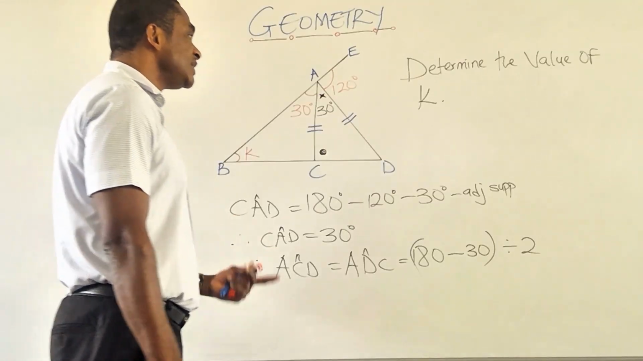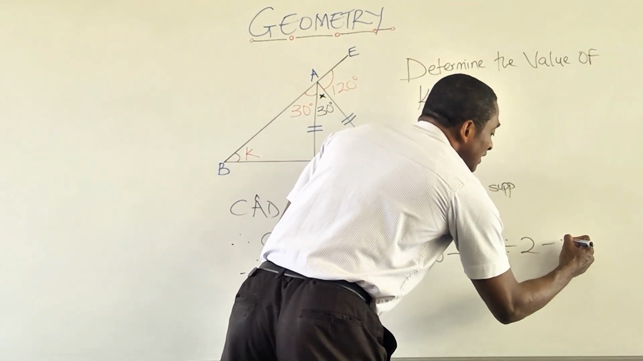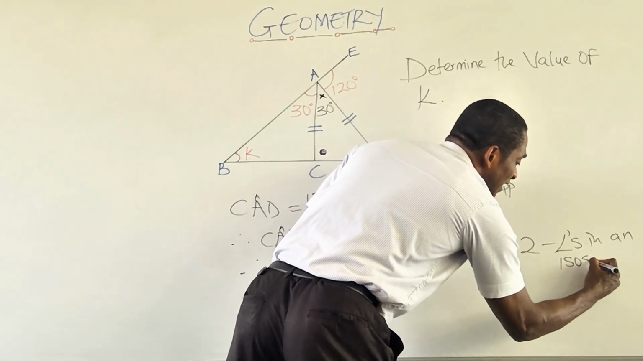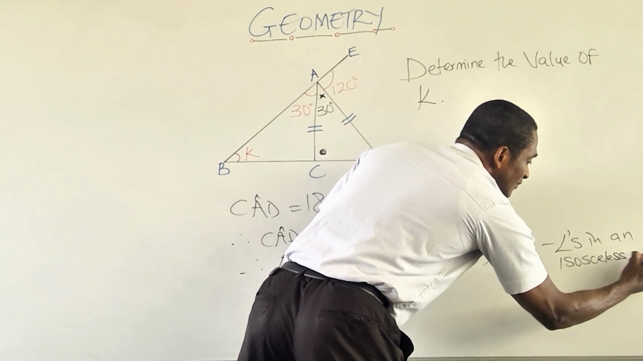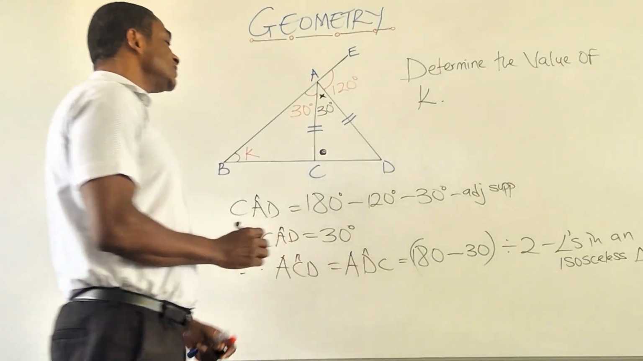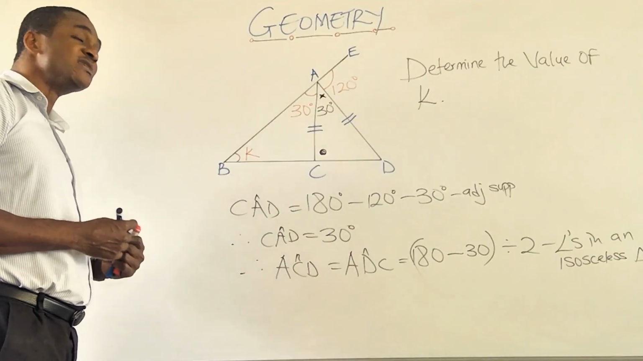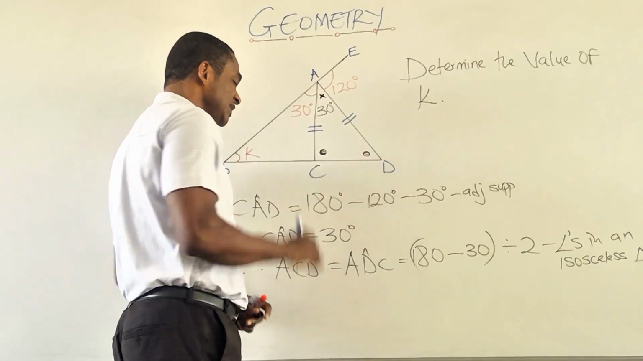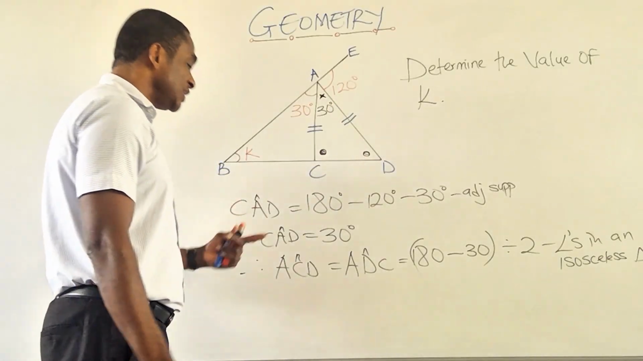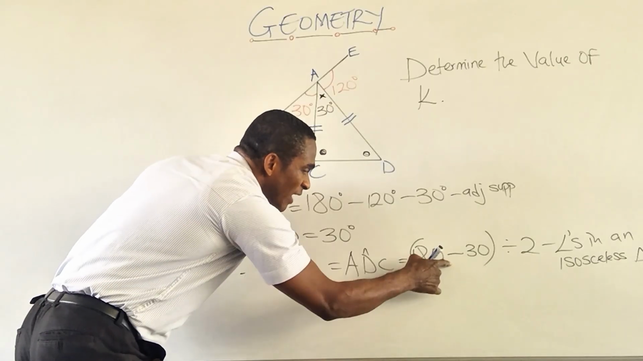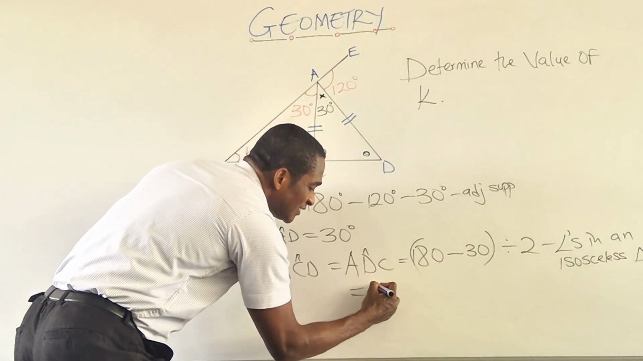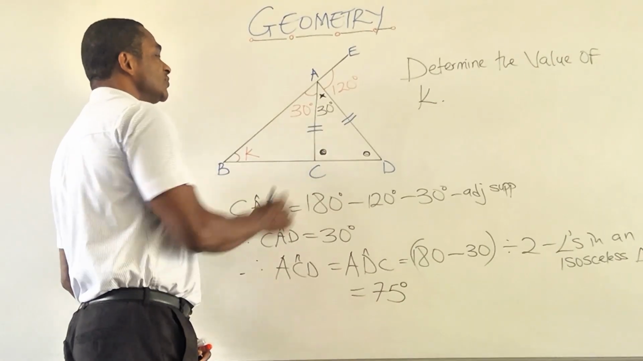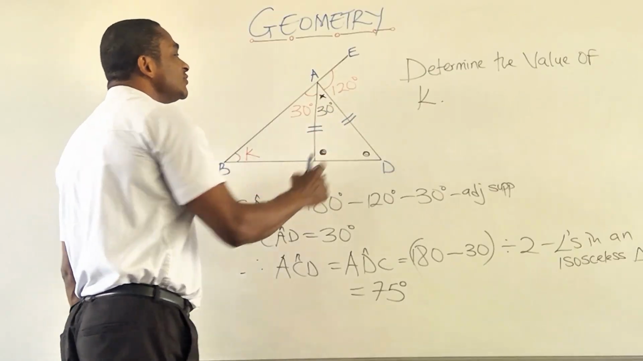What will be our reason here? Our reason here will be angles in an isosceles triangle: the base angles are equal. So ACD and ADC will be equal to each other. So 180 minus 30 is 150, divided by 2. That will give us 75 degrees. So this is 75 degrees, this is 75 degrees.